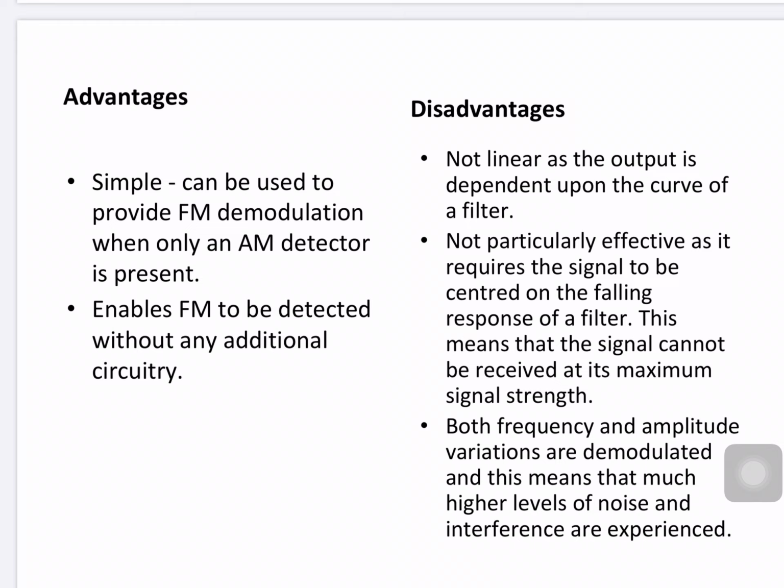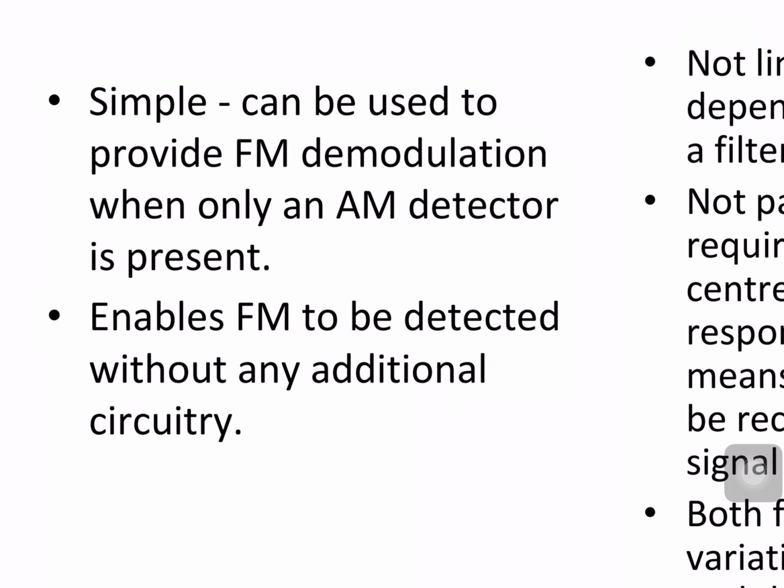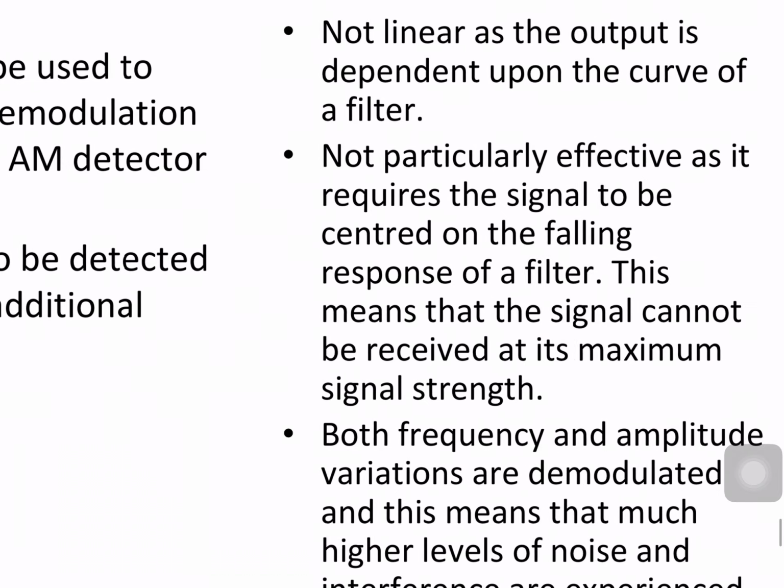The advantages are that this slope detection technique is very simple. It can be used to provide FM demodulation when only an AM detector is present. It enables FM to be detected without additional circuit. But what are the disadvantages?